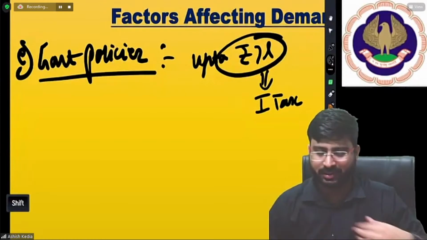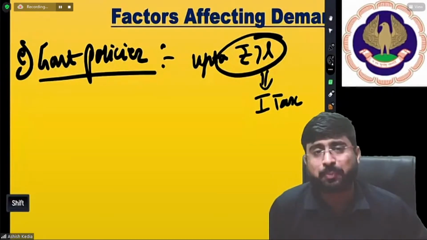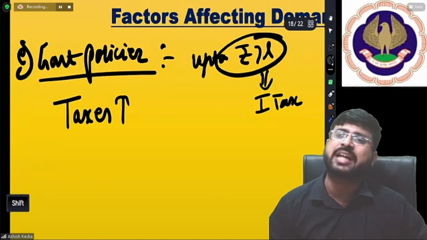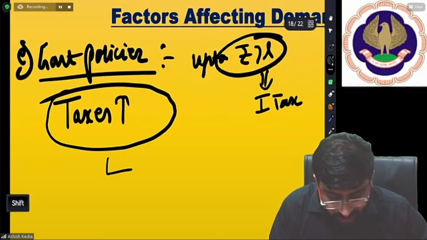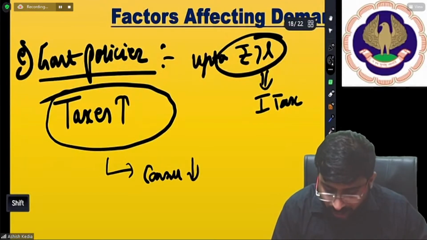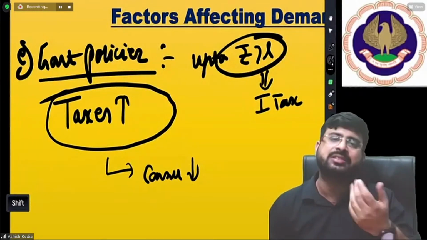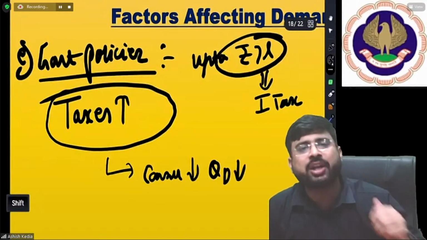Yes, sir. We get it, sir. So government policies. Now, if the government had increased the taxes, what would have happened? The consumption power of people would have fallen. So would the quantity demanded have risen or fallen? Obviously, sir, in that scenario, the quantity demanded by the people would have fallen greatly.